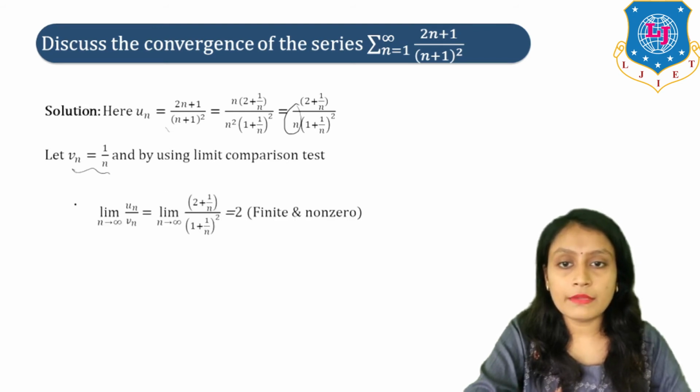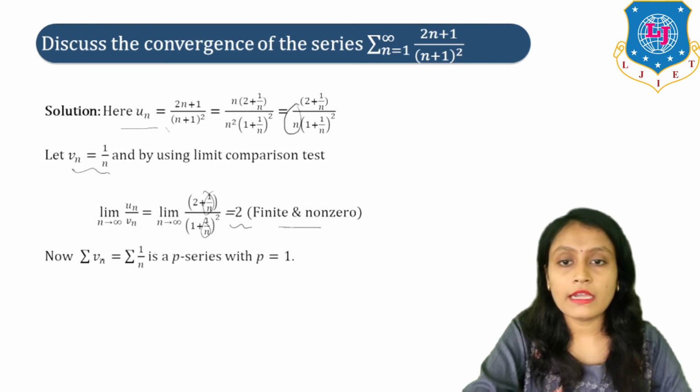Now we will find the limit, that is limit n tends to infinity un upon vn is equal to, now if you divide this un upon vn, right? So this 1 upon n will get cancelled. So what will remain is limit n tends to infinity 2 plus 1 upon 1 plus 1 upon n whole square. Now we know that limit n tends to infinity 1 upon n is 0. So these two terms are 0, right? So what remains is 2, which is a finite and non-zero number, right?